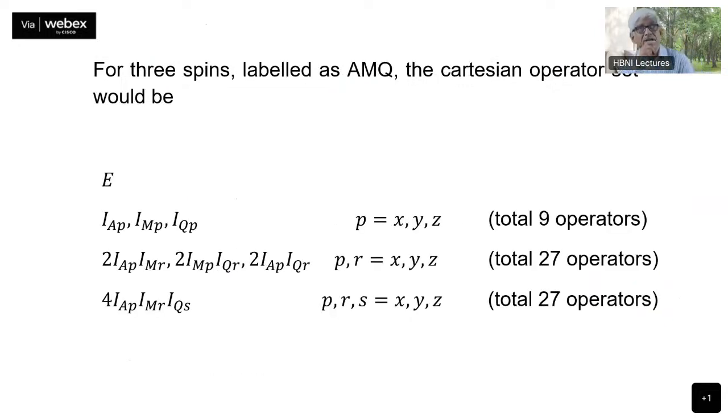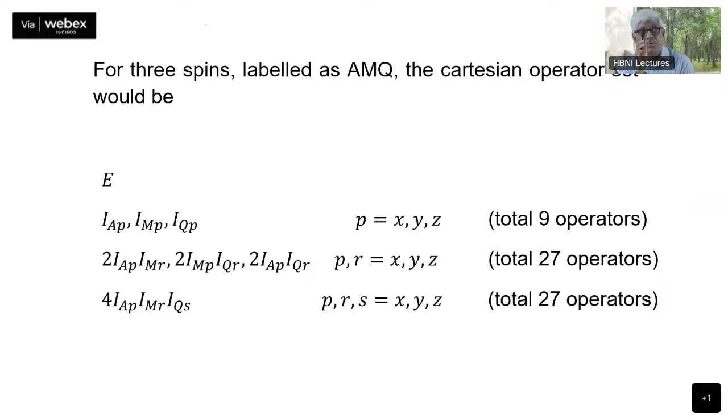Now if you go to a 3 spin system, similarly you will have 1 spin operators, which will be 9: 1x, 1y, 1z, 2x, 2y, 2z, 3x, 3y, 3z. So you will have 9 operators there, and similarly you can make a combination of the products. How many products will be there? This will be 27 operators of 2 spin products.